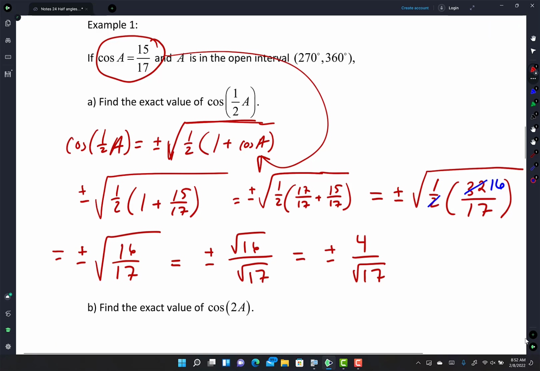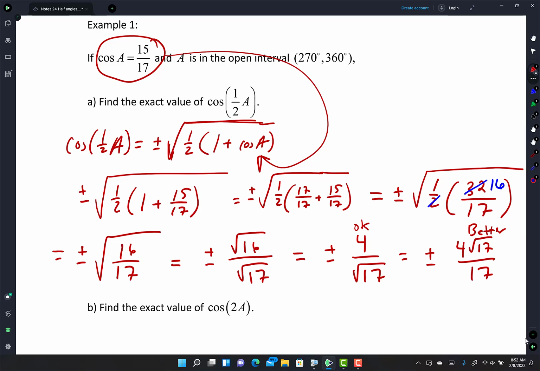This is full credit. If you're taking a UH quiz, are you going to see that answer? Probably not. You're probably going to see plus minus 4 square root of 17 over 17. I am okay with this one. This one's okay. Obviously, this one's better. But I'm okay with that one.